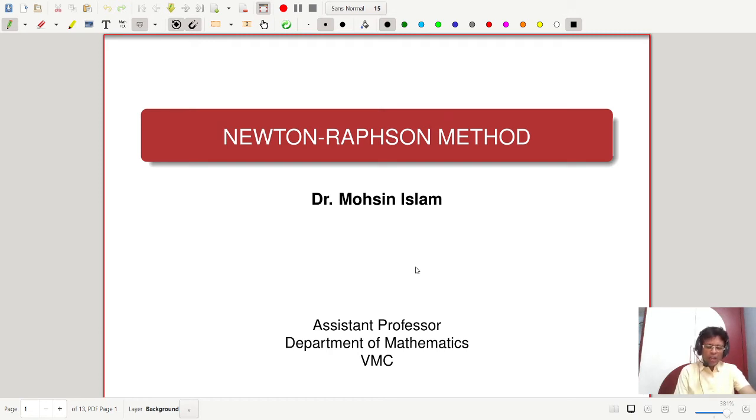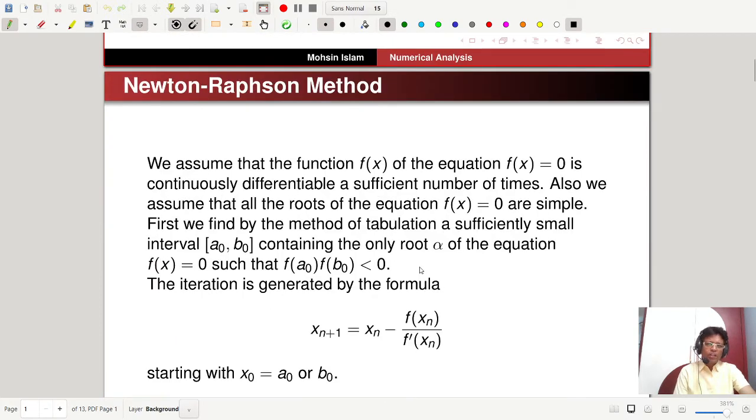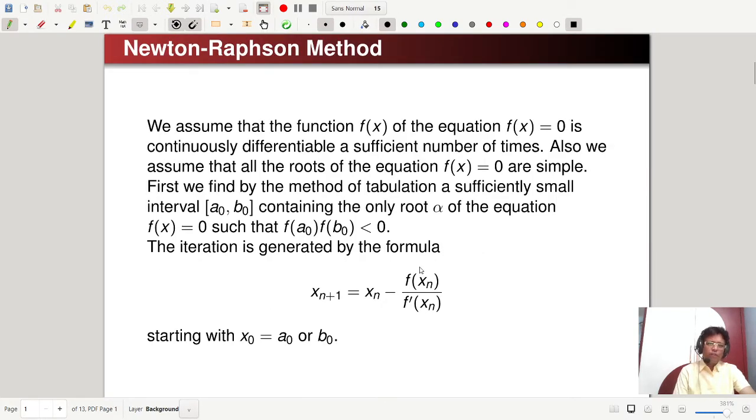Now in this lecture, we'll talk about the Newton-Raphson method. That is also a very beautiful method, you will see. In this method also, we assume that the function f(x) of the equation f(x) = 0 is continuously differentiable a sufficient number of times. Also, we assume that all the roots of the equation f(x) = 0 are simple.